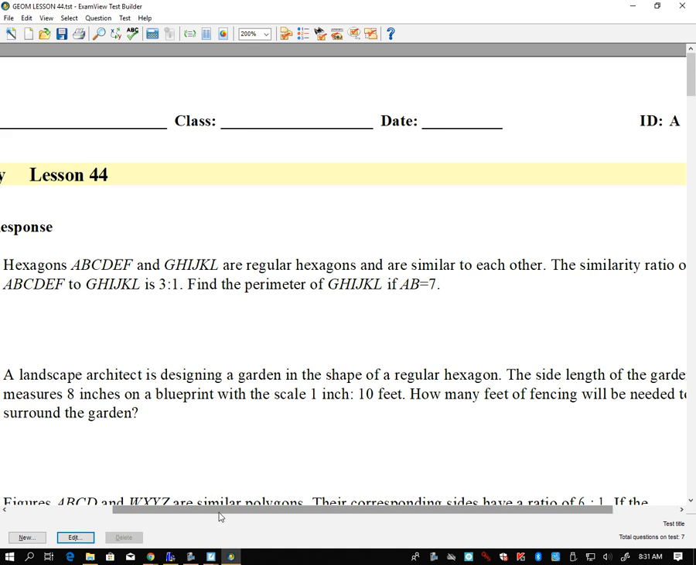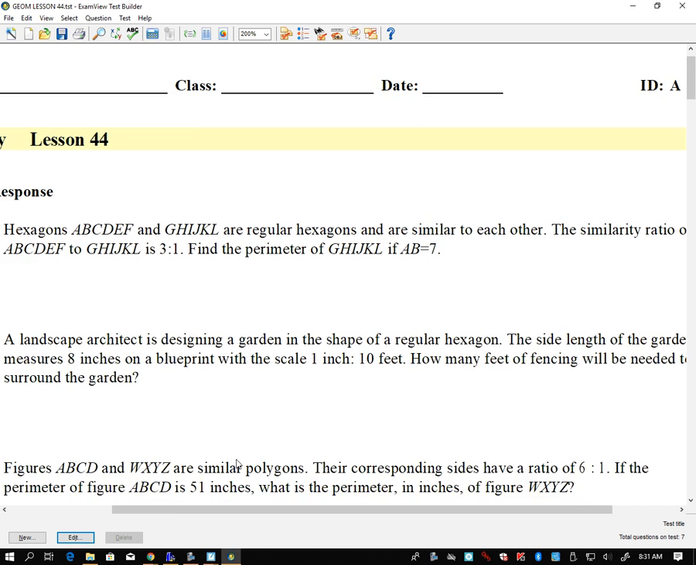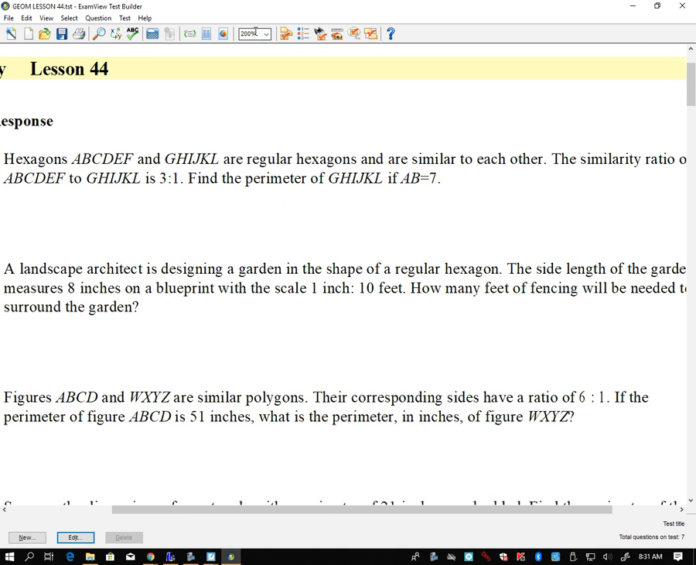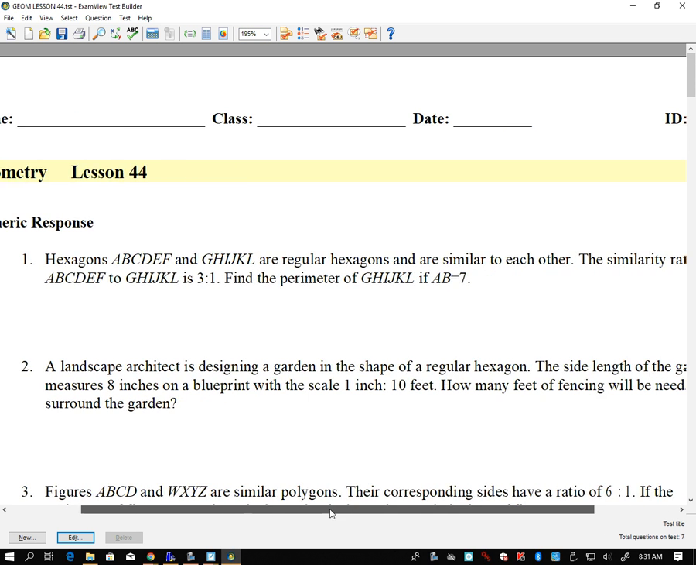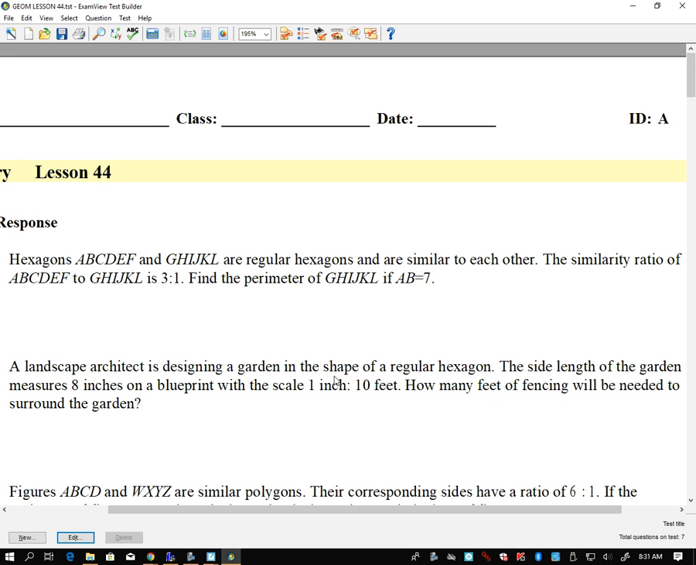Isn't that nice? Yep, a lot of word problems here. And let's see if I can get this down to where we can see it all on one page. All right.